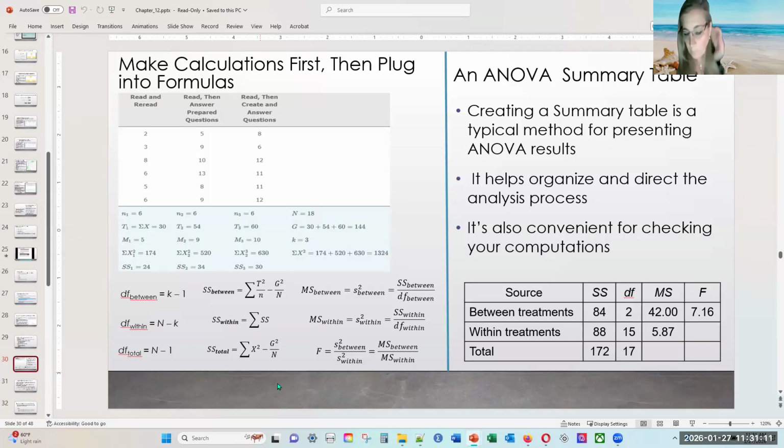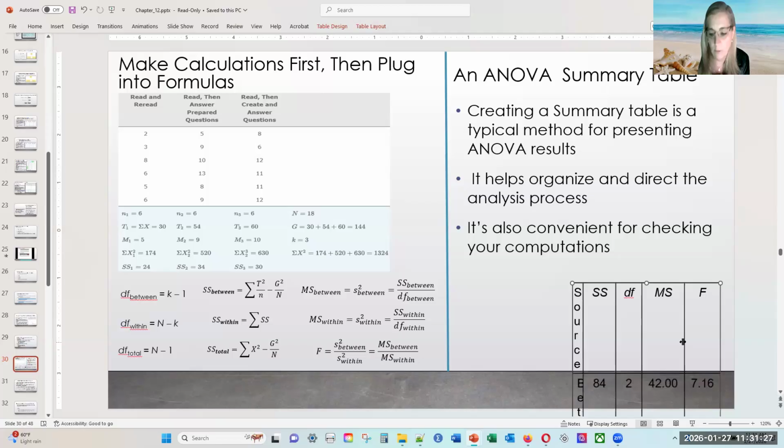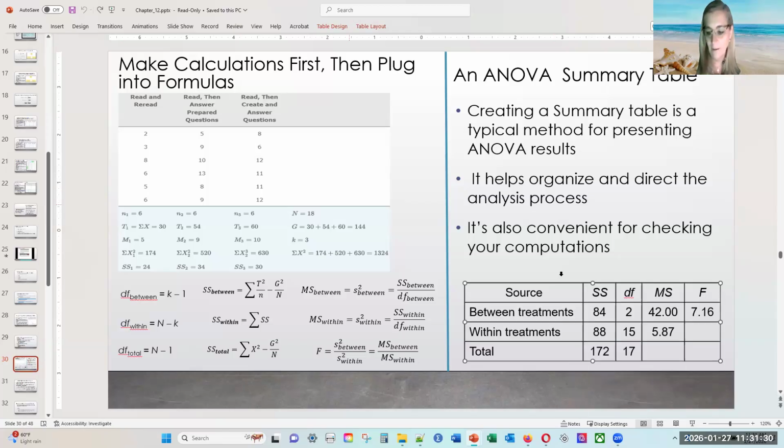One of the ways a lot of people like to calculate ANOVA and keep everything organized, because there are so many formulas and so many steps, is to create a summary table like the one you see right here. That way we can keep track once you've calculated each of these outcomes, sum of squares, degrees of freedom, and so on, so you don't get all mixed up. It helps you stay organized.